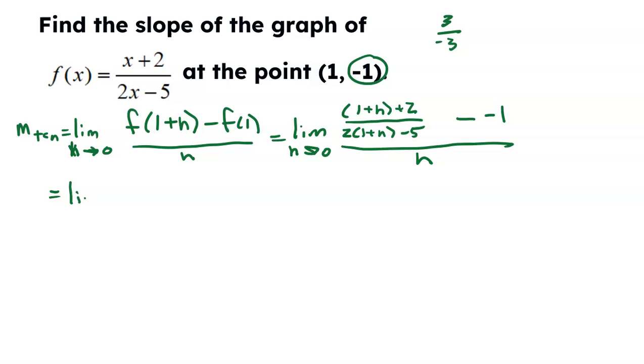All right, let me continue to use some algebra skills to clean this up here. So in my numerator, if I combine like terms, I have an h plus 3. In my denominator, if I distribute the 2 and then combine like terms, I'm going to get a 2h. The 2 and then minus 5 makes a minus 3. Plus 1, all divided by h.